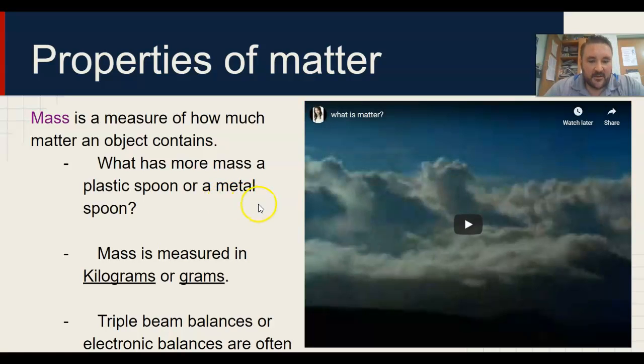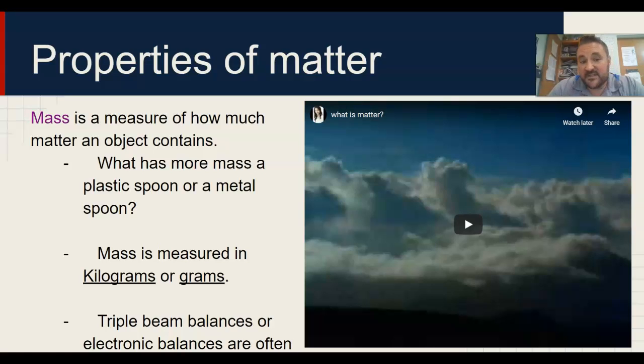Properties of matter. Mass is a measure of how much matter an object contains. We, in America, typically use the word weight incorrectly. Weight is a matter of mass with gravity applied. When we're asking how much you weigh, we should be asking how much mass you have. I grew up as a wrestler. We were always checking our weight, but we should have been checking our mass.